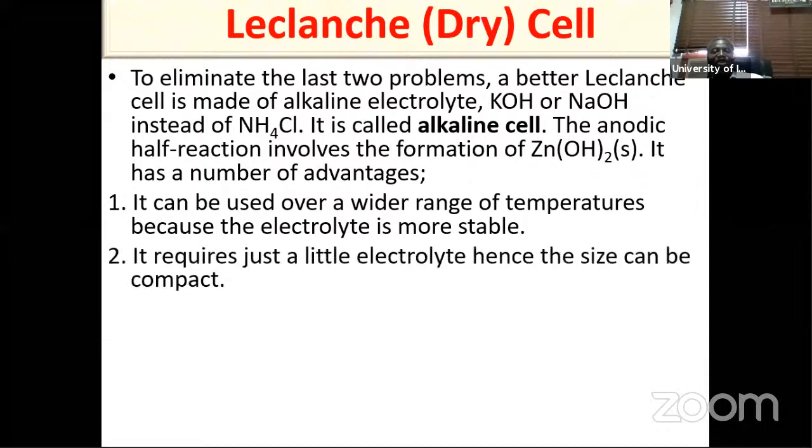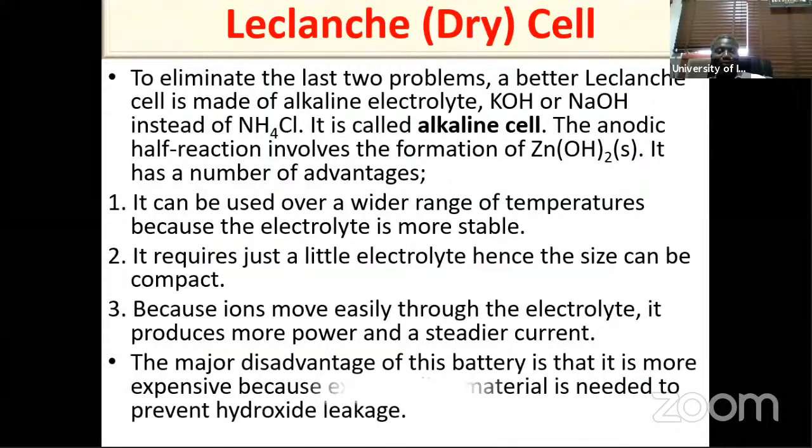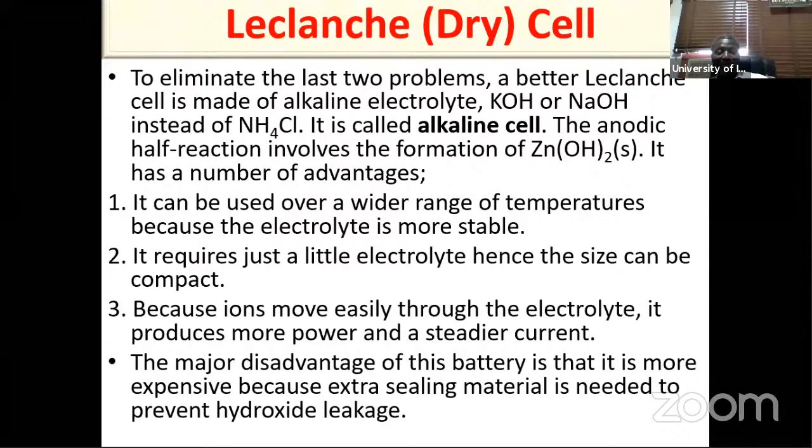And then it requires just little electrolyte. Hence, the sizes are normally small. That's why they are smaller than the other one to produce electricity. So these are the advantages. Then, because ions move through the electrolyte, it produces more power and a steadier current. They don't get used up readily like the other one. The major disadvantage of this battery is that it is more expensive. And of course, the sealing is much better because they want to prevent leakage of hydroxides.